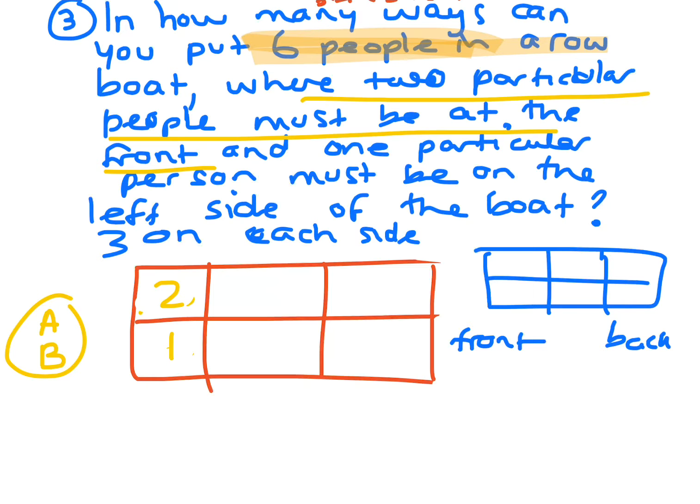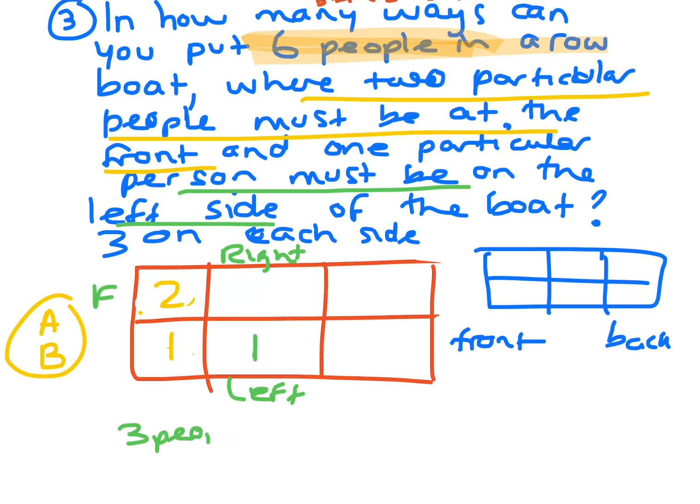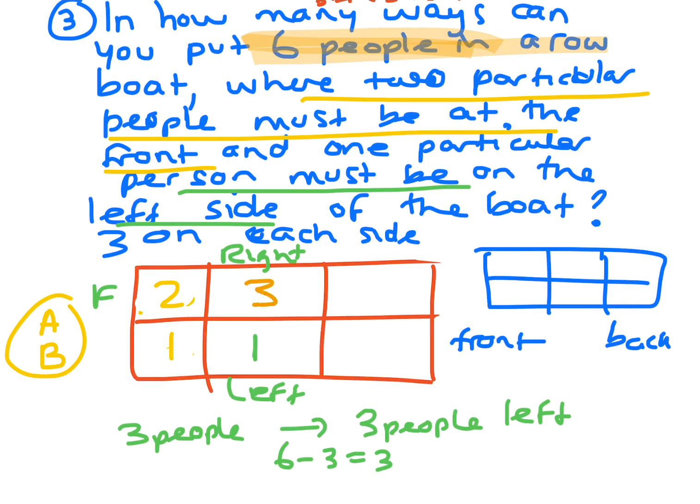And then we've got to seat one particular person who has to be on the left side. So when you're facing the front, this would be the right side, and this is the front, and this would be the left. So 1 person must be on the left. So we'll seat them, so that's 1. So we've now seated 3 people from 6, so that means we have 3 people left, because 6 minus 3 is 3. So when we go to seat these next people, we have 3 for that seat, and then we have another 2 here, then we have another 1 here.